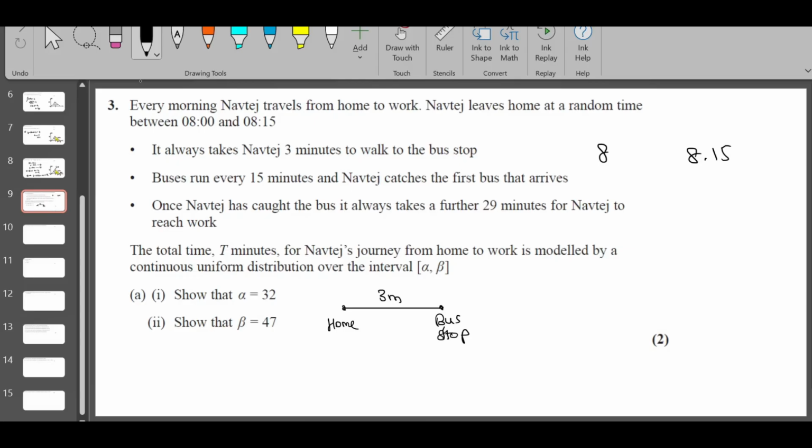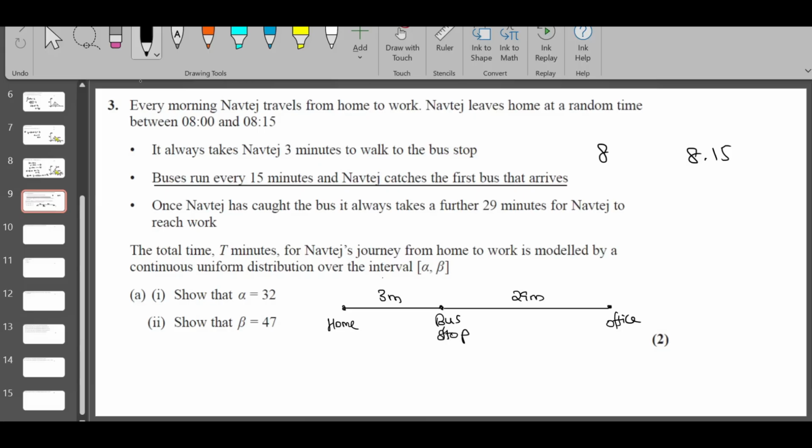Buses run every 15 minutes and he catches the first bus that arrives. Okay. This part is a little trickier one. We'll come back to this later. Once Navtej has caught the bus, it always takes a further 29 minutes for him to reach the office, workplace. The total time t minutes for Navtej's journey from home to work.